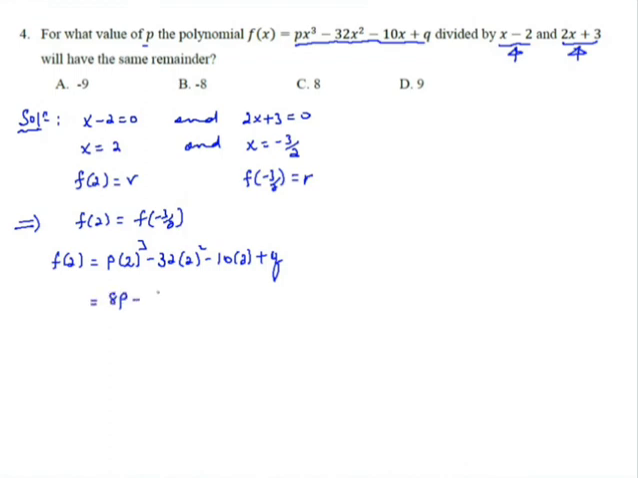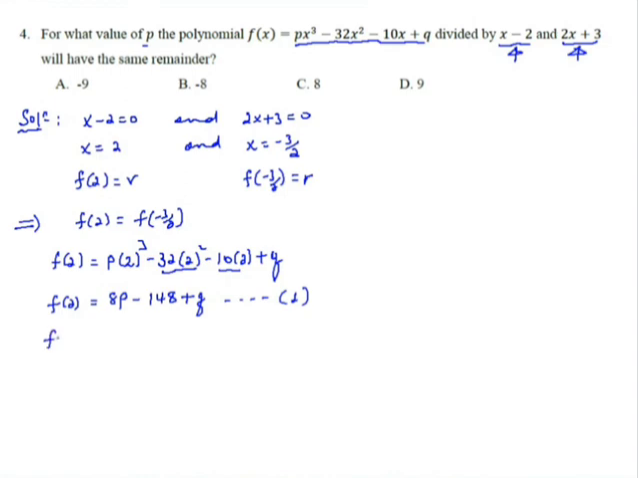8p minus 128, right? When we add this, it becomes negative 148 plus q. This is f of 2. So f of 2 looks like this. Say this is equation number 1.